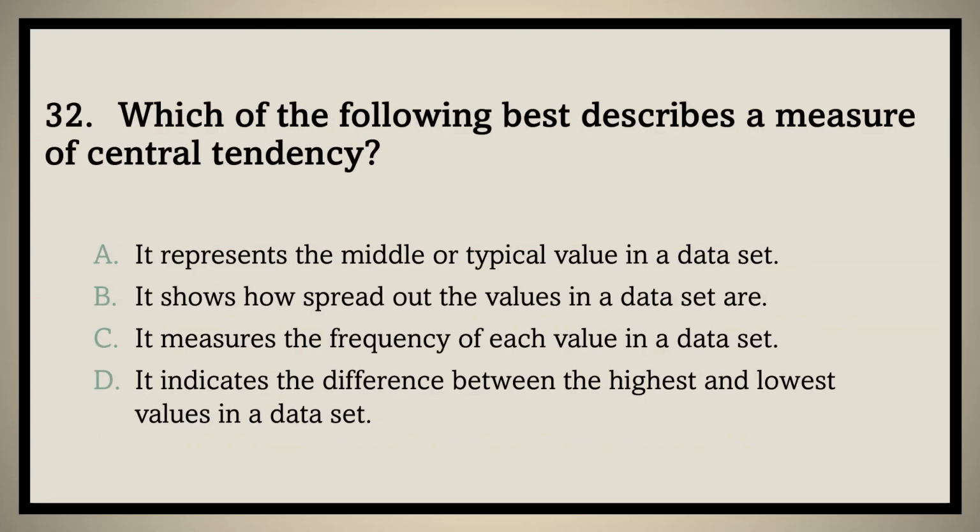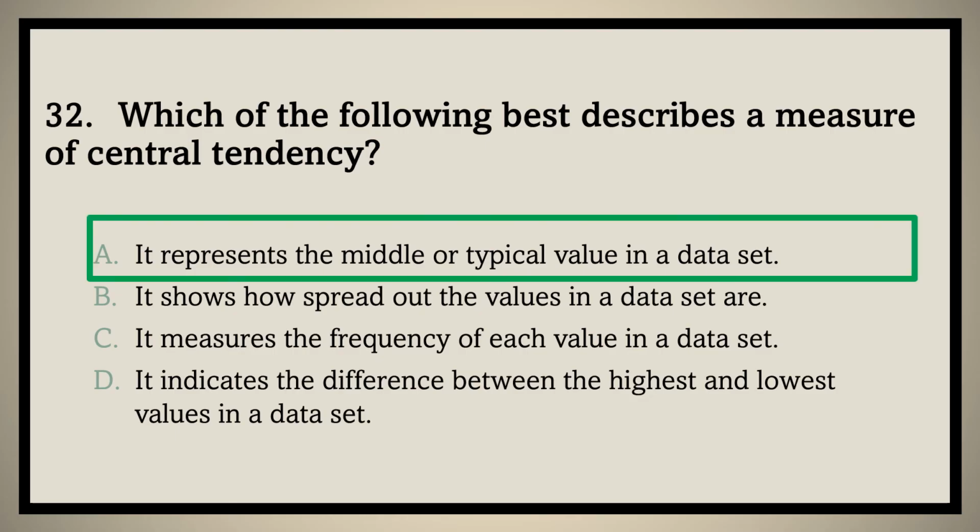32. Which of the following best describes a measure of central tendency? A. It represents the middle or typical value in a data set. B. It shows how spread out the values in a data set are. C. It measures the frequency of each value in a data set. D. It indicates the difference between the highest and lowest values in a data set. A. It represents the middle or typical value in a data set.